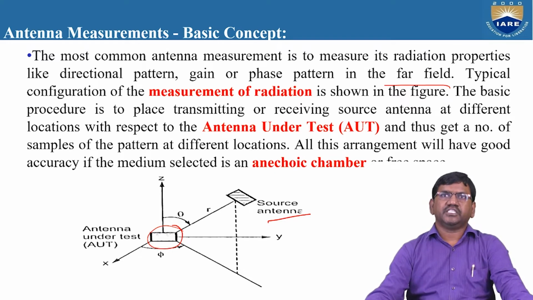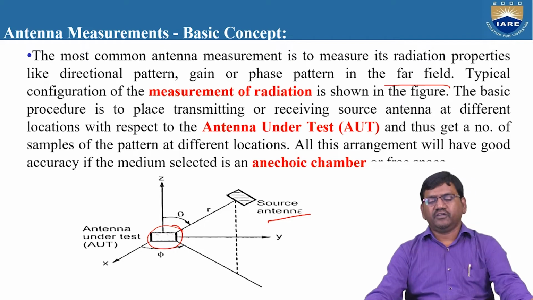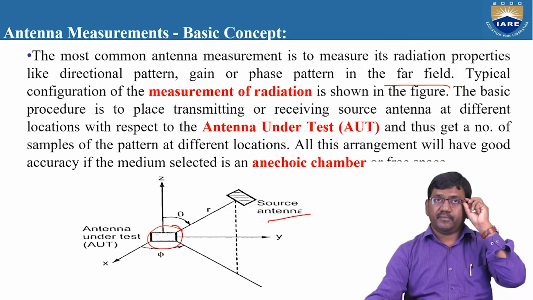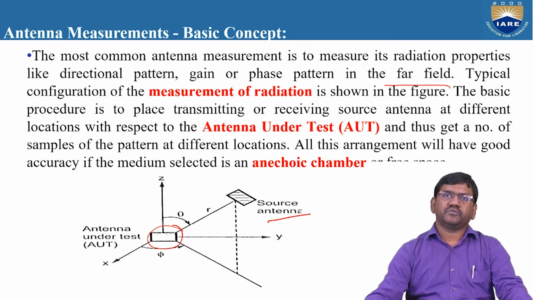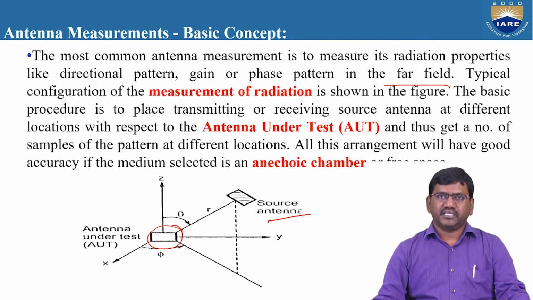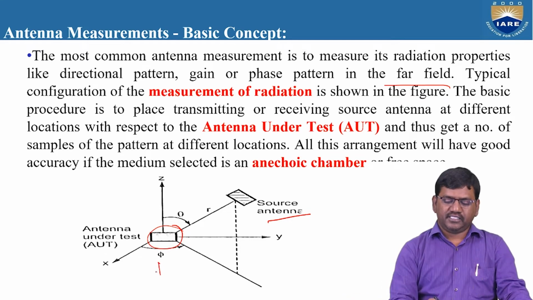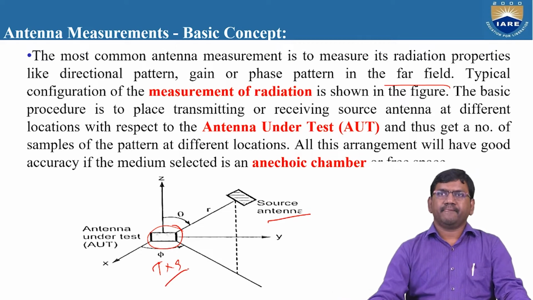The basic procedure is to place the transmitting or the receiving source antenna at different locations with respect to the antenna under test, and thus get a number of samples of a pattern at different locations. We take two antennas. One antenna is fixed, stationary. The antenna that is fixed is known as AUT, the antenna under test, as shown in the figure. Let us assume this is a transmitting antenna.